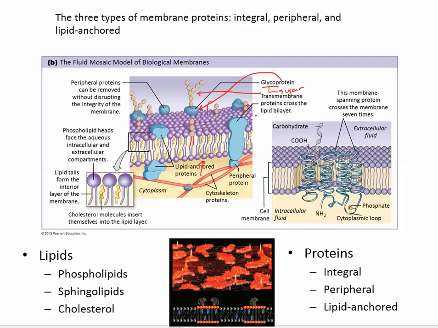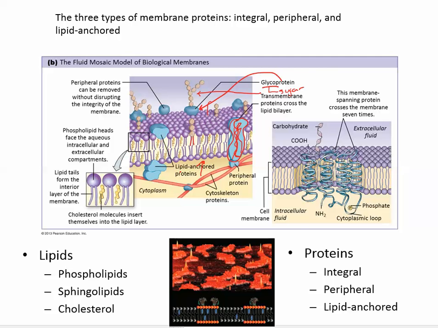Because of how it's structured, we have proteins that are transmembrane proteins that are going entirely through the cell membrane. Okay, so these are transmembrane proteins.